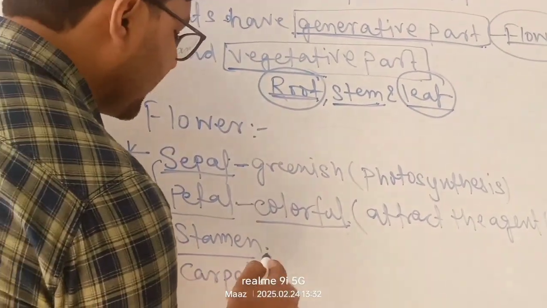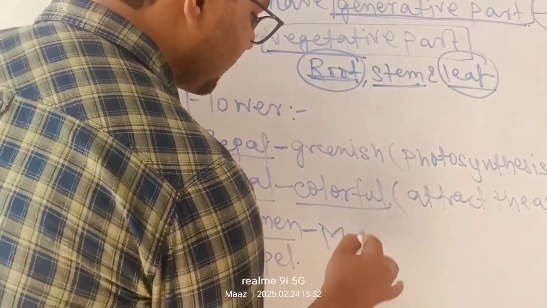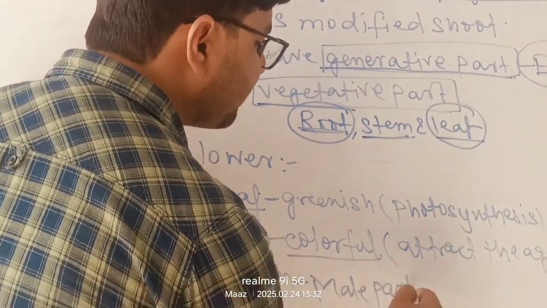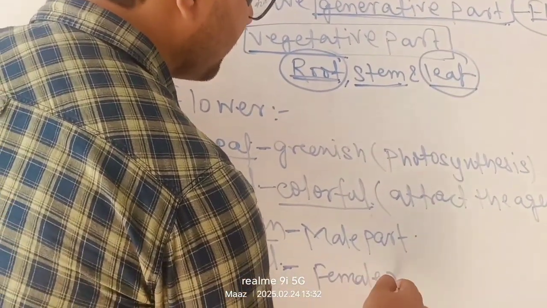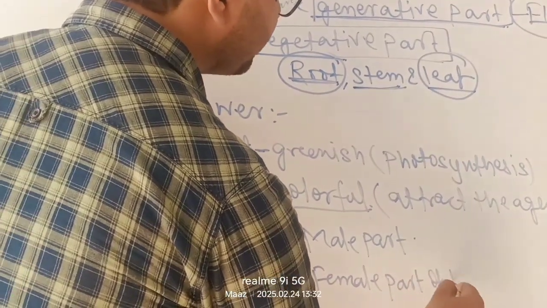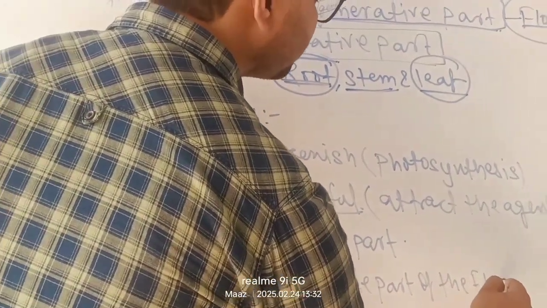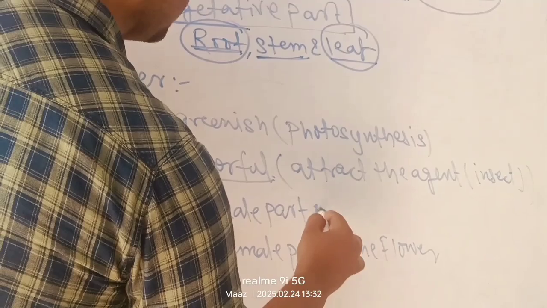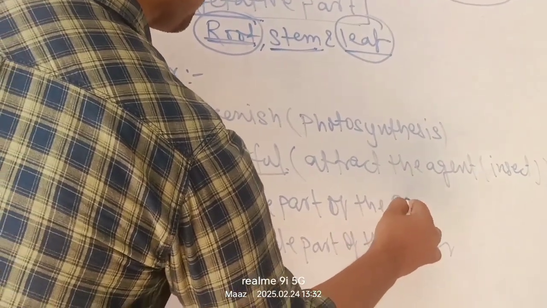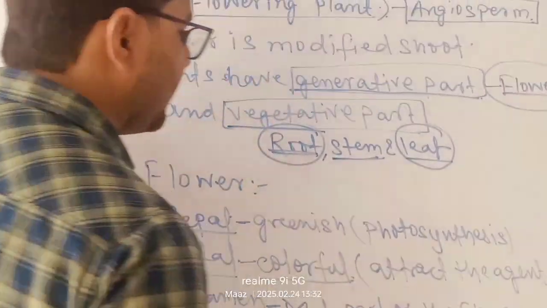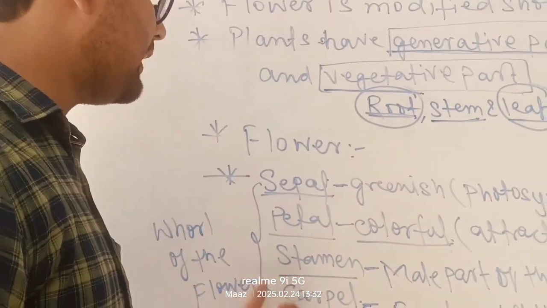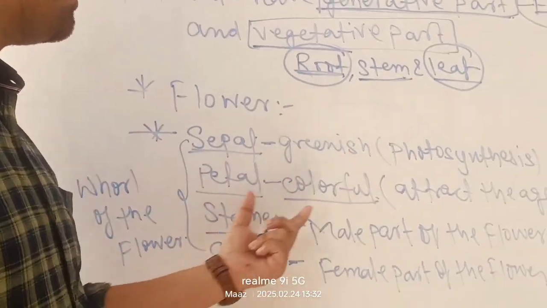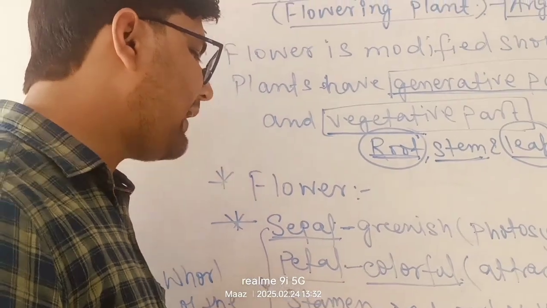Now the stamen is the male part of the flower, and the carpel is the female part of the flower. The flower has four parts: sepal, petal, stamen and carpel. Sepals are greenish, petals are colorful, stamens are the male part, and carpels are the female part of the flower.